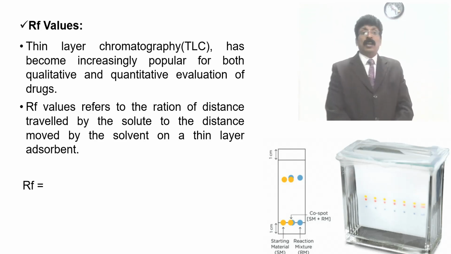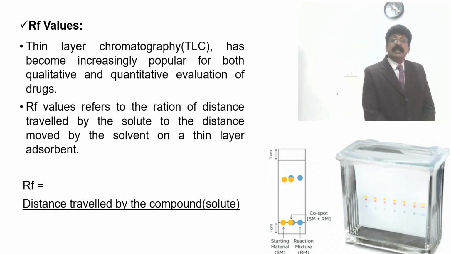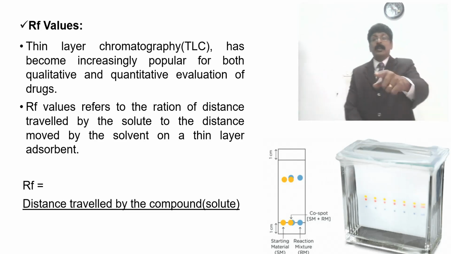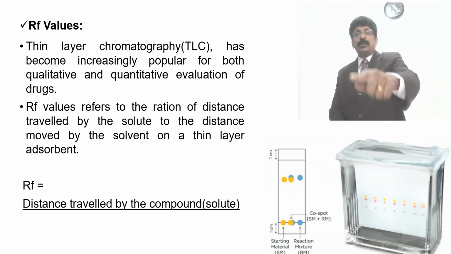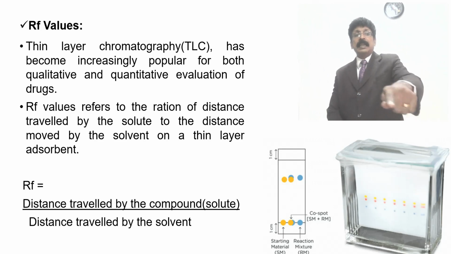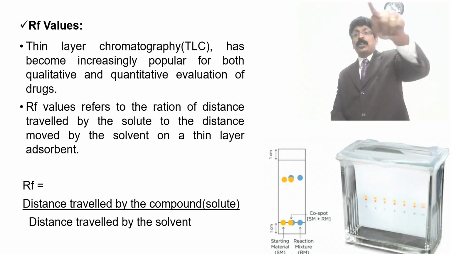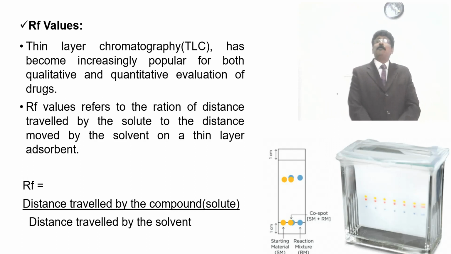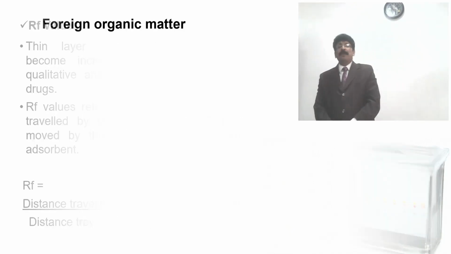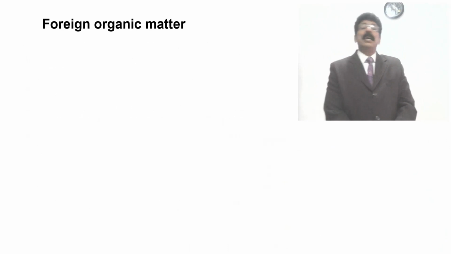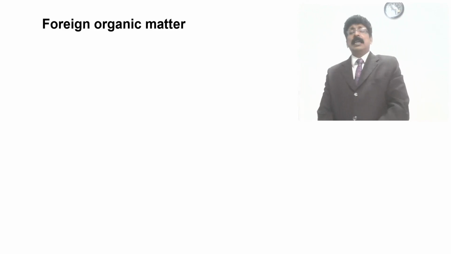So the RF value equals the distance travelled by the compound, the solute spot, divided by the distance travelled by the solvent, the line shown at the top. The RF value will always be less than 1. It gives different values for different compounds, and if there are any impurities, you can identify them by this parameter too. So this can also be written as a physical evaluation.